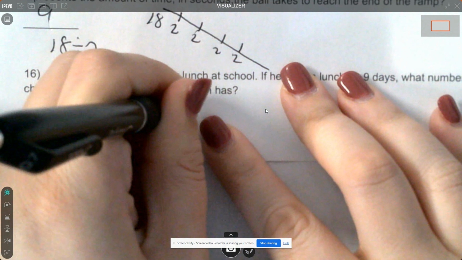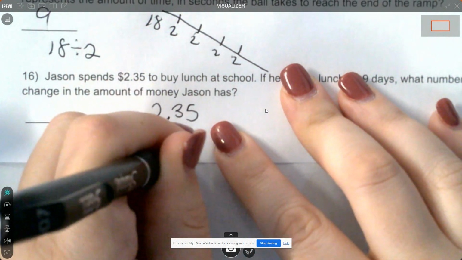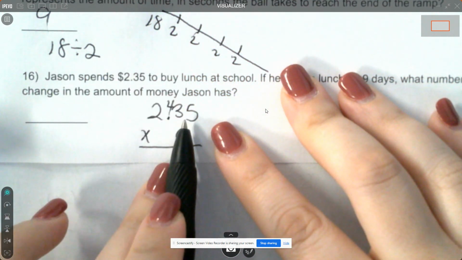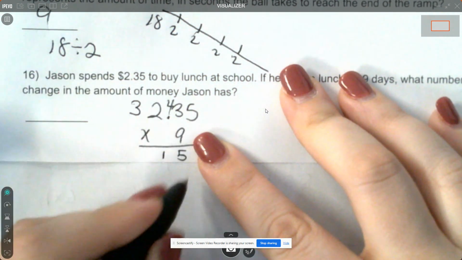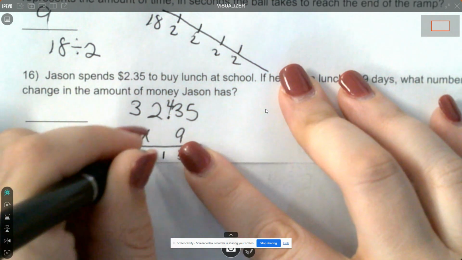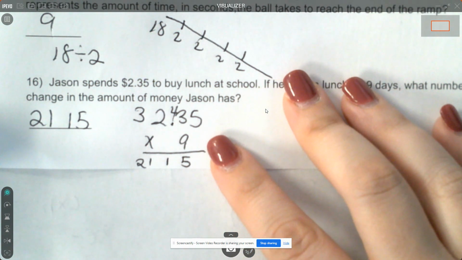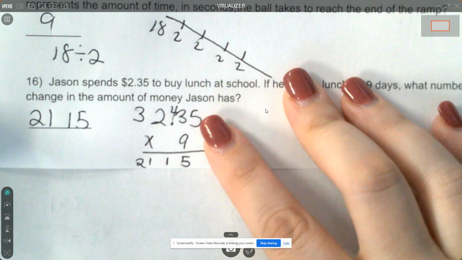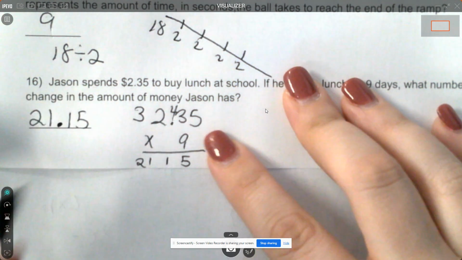So 2.35 times 9. 9 times 5 is 45. 9 times 3 is 27, 28, 29, 30, 31. And then 18, 19, 20, 21. Where does my decimal go? Kimberly, where would my decimal go if I multiplied 2.35 times 9? It would go between the ones because you have 2 numbers.